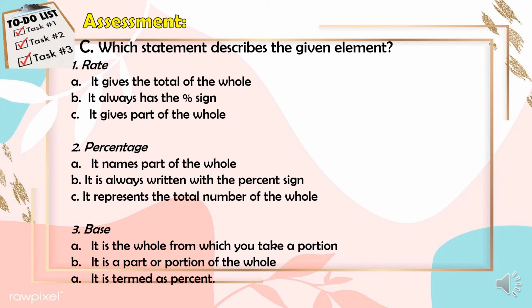For number 3, we have the base. A, it is the whole from which you take a portion. Or B, it is a part or portion of the whole. And C, it is termed as percent. Okay, so I will answer number 1 and then you will be the one to answer number 2 and number 3. So let us have the answer for number 1. The answer is, for the rate, it always has the percent sign.